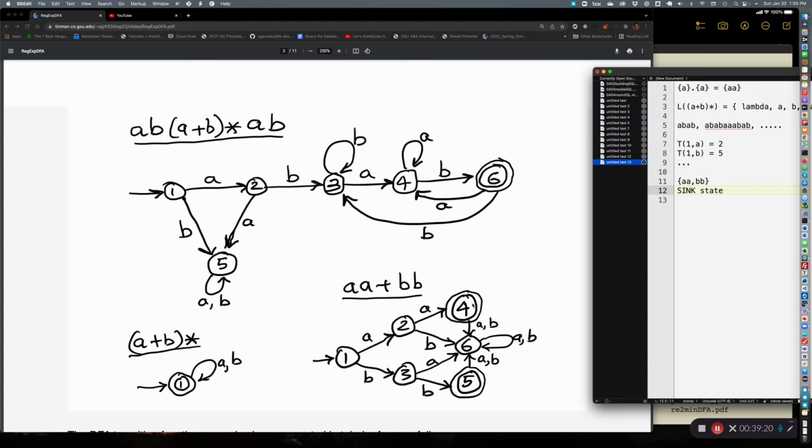Now, if you do reach 4 or 5, 4 you reach with the AA, and 5 you reach with the BB, after that we should not see any symbols. But if you do see a symbol after the two A's, then also we have to reject those words. So that's why we send both the A and B transitions into 6 from 4 as well as 5, and that completes the diagram.